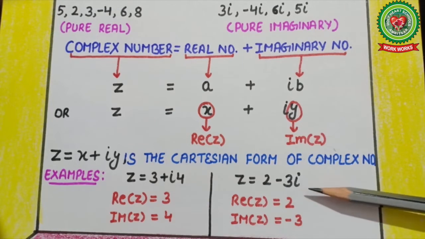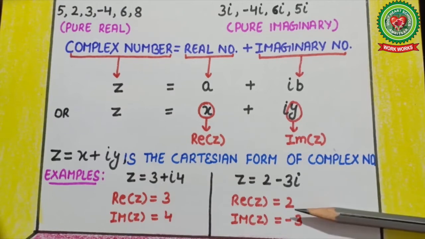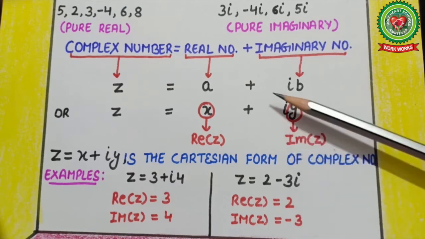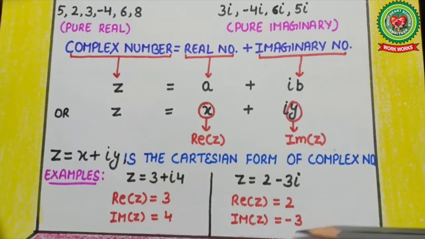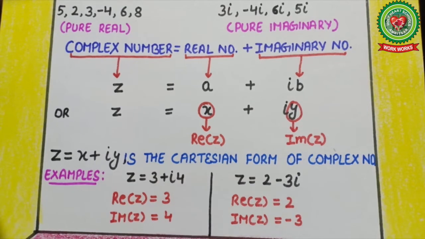Other example also, Z equals to 2 minus 3 iota. From here, real part of Z equals to 2 and imaginary part of Z equals to -3 because our general form is with plus sign. So here imaginary part of Z equals to -3. So this is the first type.